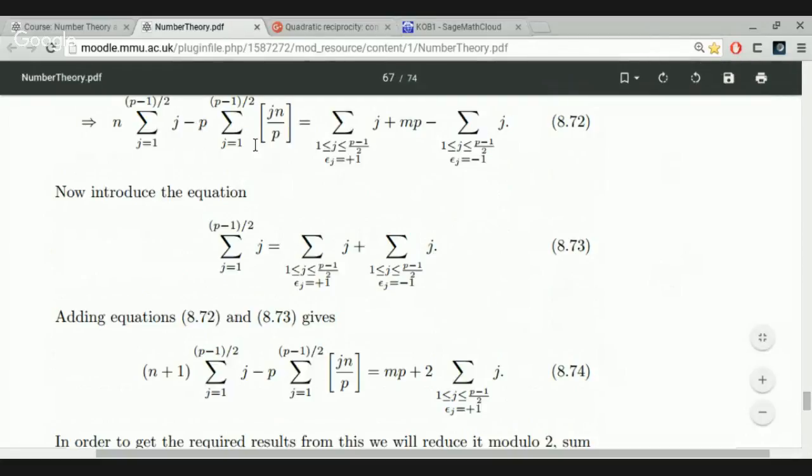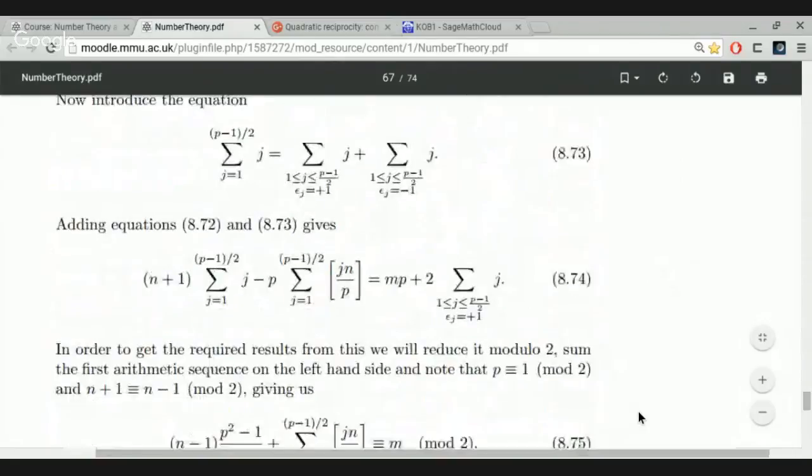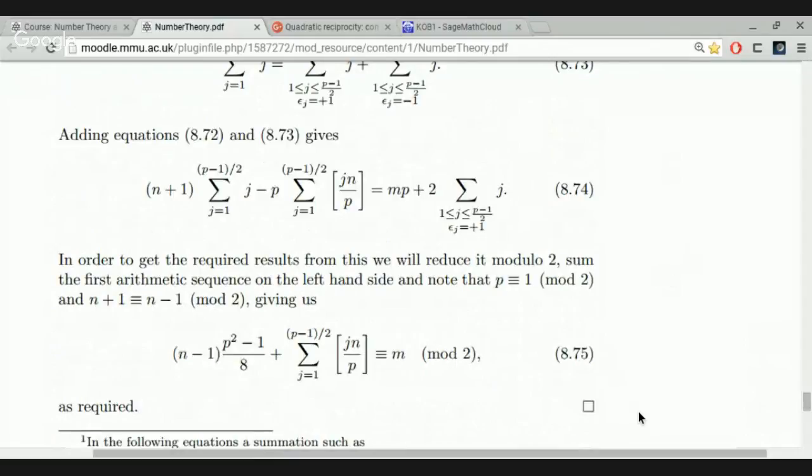And this minus p times this summation is unaffected. That's still there. So you're adding the two left-hand sides, adding the two right-hand sides. Now this is where we hit everything modulo 2. All of this has been an equation amongst integers. Now we reduce it modulo 2, and we do the simplification. So what is this? 2 times this. What's that modulo 2? Well, it doesn't matter what the this is. It's 2 times it. So modulo 2, it's 0.